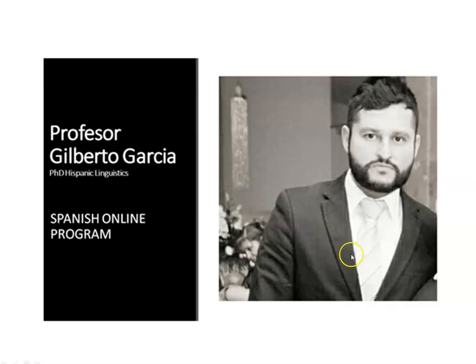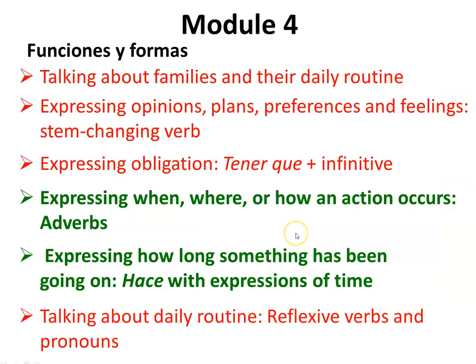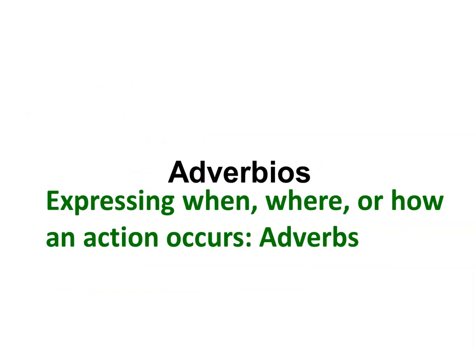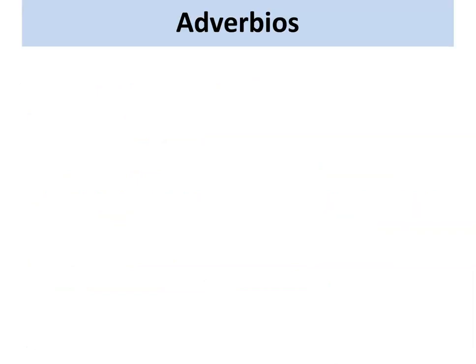Yo soy el profesor Gilberto García y en este video we will cover how to express when, where, or how an action occurs using adverbs. Remember that the adverbs are the words that we use to describe actions. And then expressing how long something has been going on. The word that we're going to use is hace, which comes from the verb hacer with expressions of time. Muy bien, let's start with the adverbios.